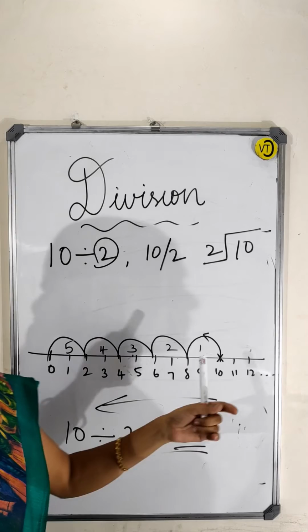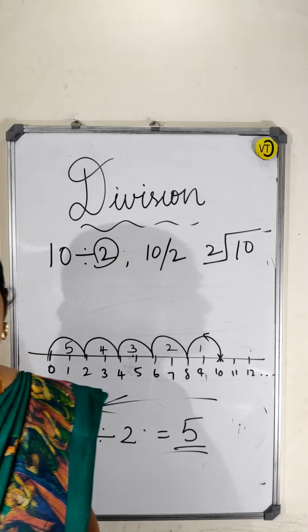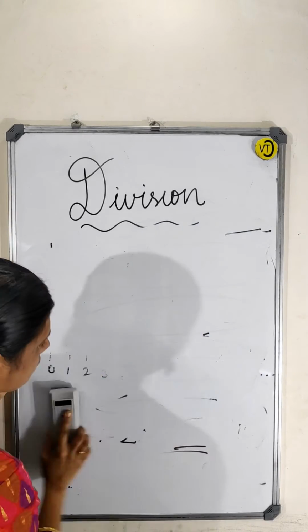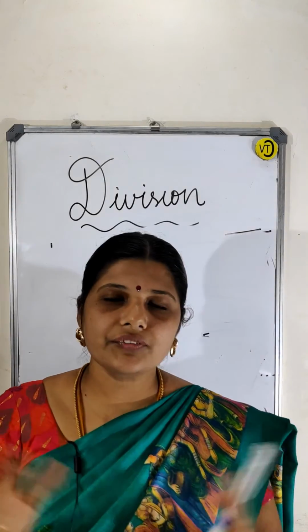Okay. How many times you jumped? That is 5 times. So 5 is your answer. Okay. Now the next one I am going to tell you, division is a reverse multiplication.